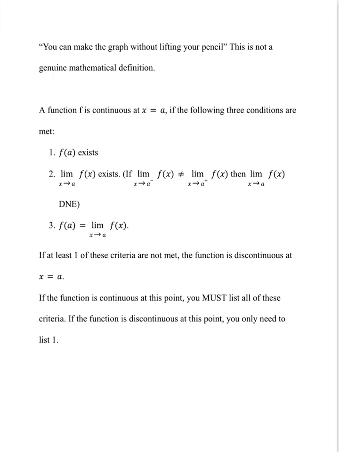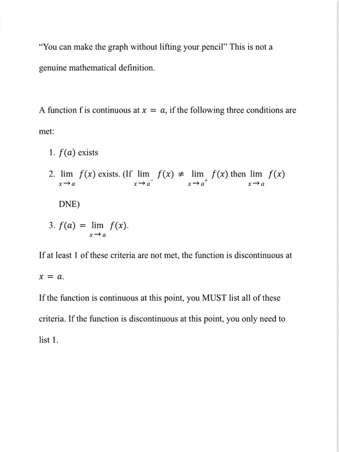Now, when looking at the example problems, we need to look at mathematical argumentation. You're going to be arguing, okay, if it's not continuous, then you have to prove that. If it is continuous, then you also have to show that. So if at least one of the criteria is not met, the function is discontinuous at x equals a. And if the function is continuous, you must list all of the criteria. So you have to argue all three of the criteria.